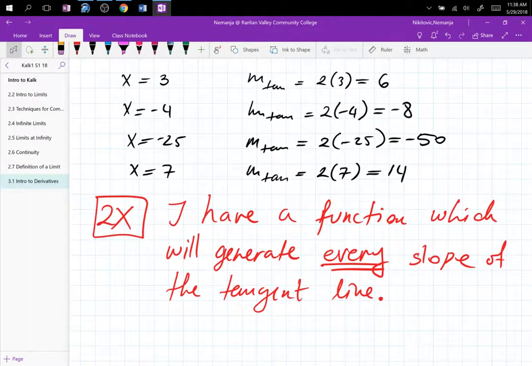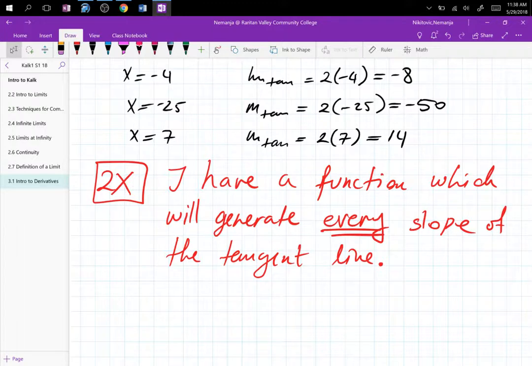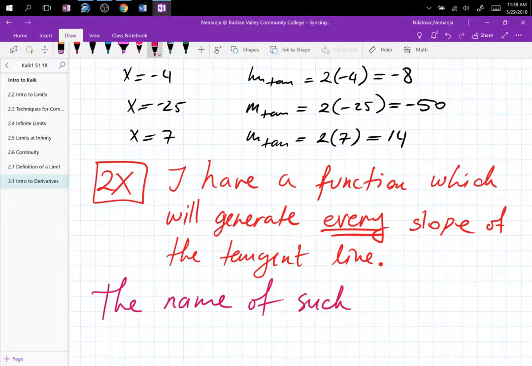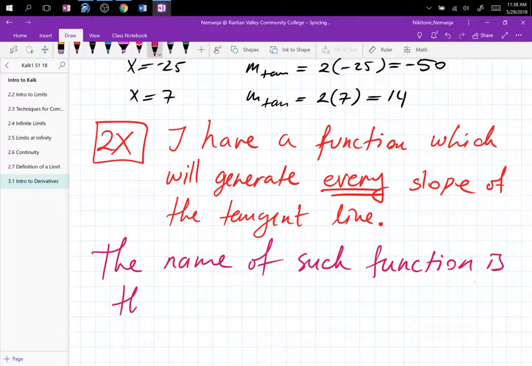So now, over here, slightly different color, I guess. The name of such function is the derivative. So what is the derivative? The derivative is the function which will generate slopes of all tangent lines. Why is that important? Because the slope of the tangent line is the one that measures change.